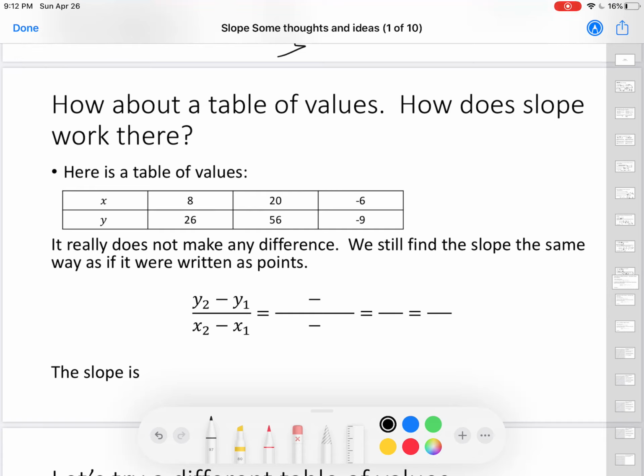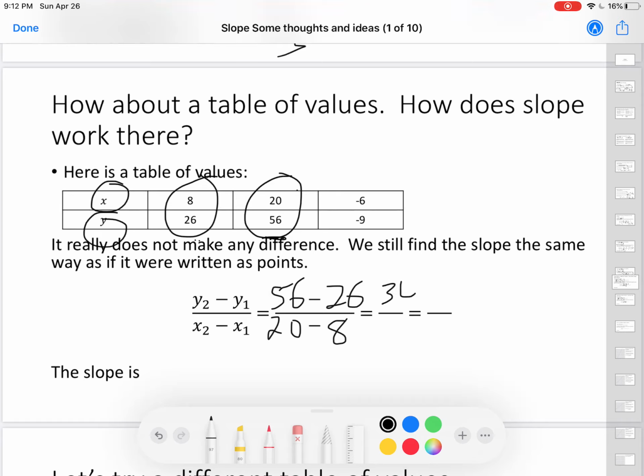How does slope work there? Well, here's a set of values. Here's a point. Here's a point. So I'll do y minus y. 56. Notice 56 is a y value. Minus 26. That's the other y value. Then we'll do 20. 20 is an x value. Minus 8. 8 is the other x value. 56 minus 26, that's 30. 20 minus 8 is 12.